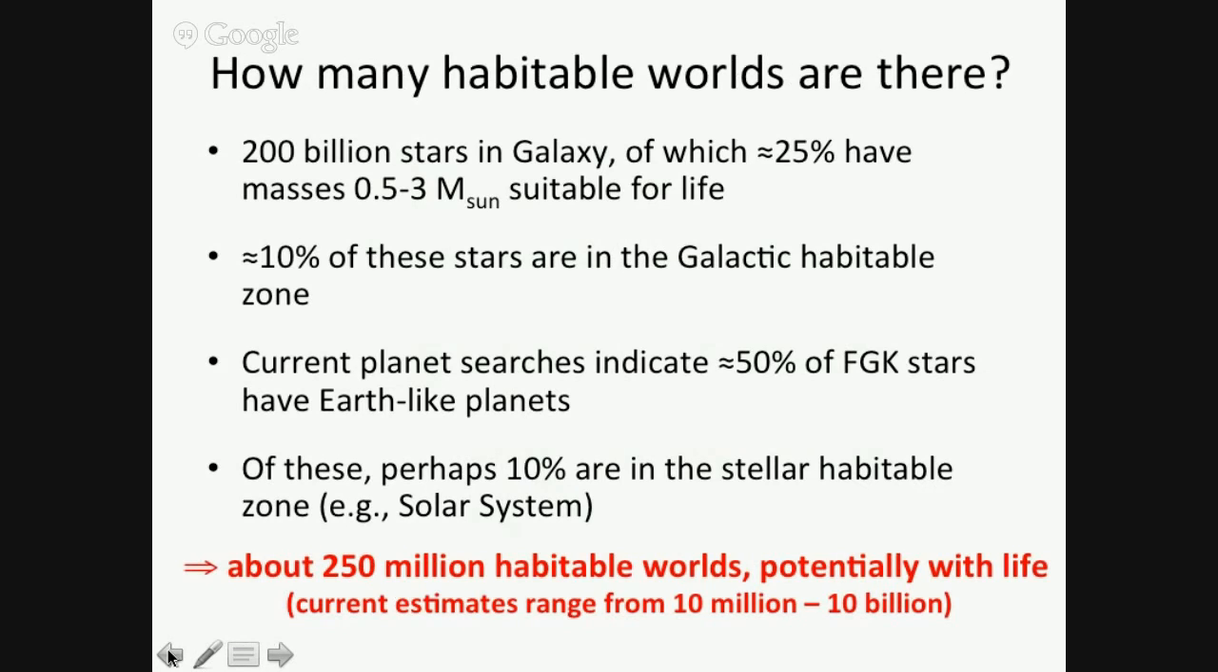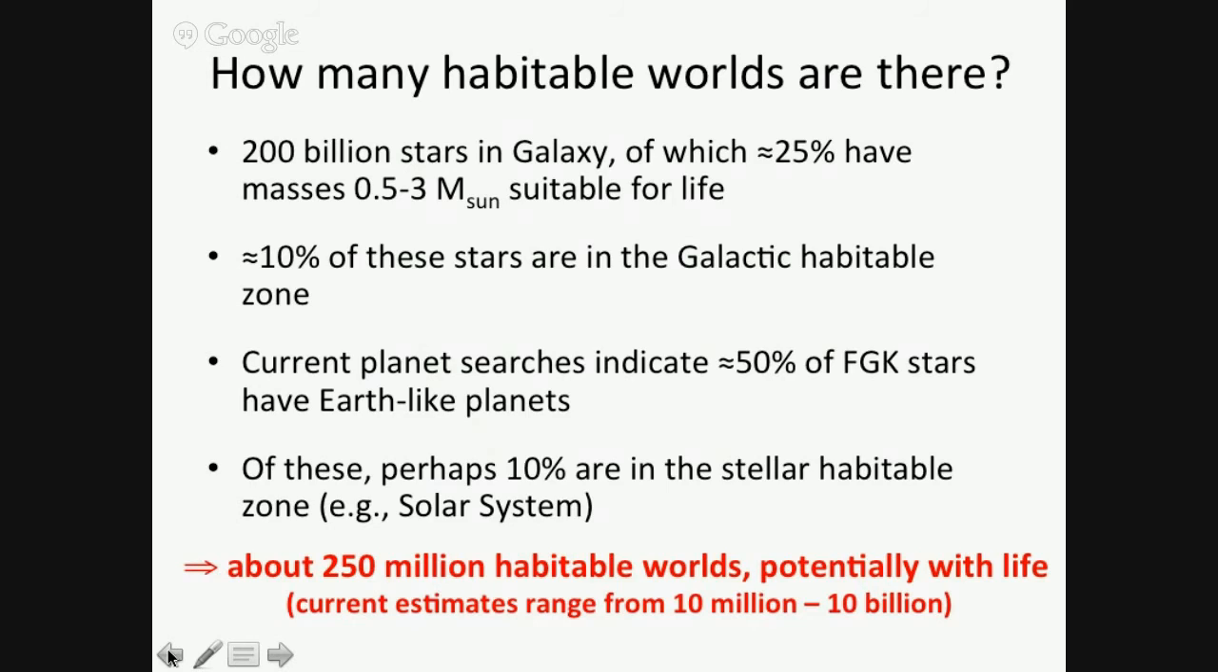All right, so taking all this together, we can ask how many habitable worlds are out there. We know there's something like 200 billion stars in our galaxy. And if we break down the number of stars by mass, what we find is that about 25% of them have masses in this range. Now remember, this lower limit is set by that tidal locking, right? The lower the mass of the star, the closer the planet has to be. If it gets too close, it's tidally locked. Not a great place. So this sets the lower limit.